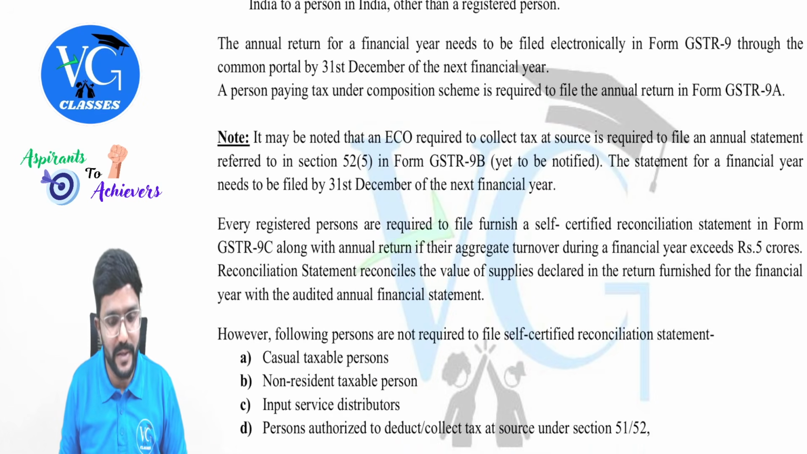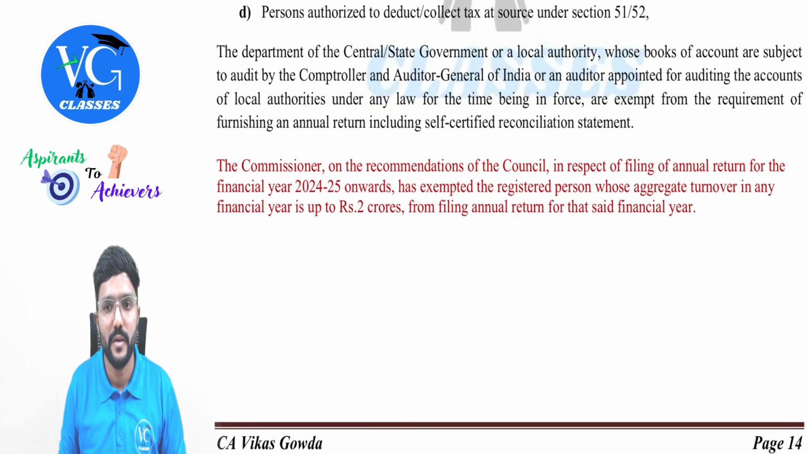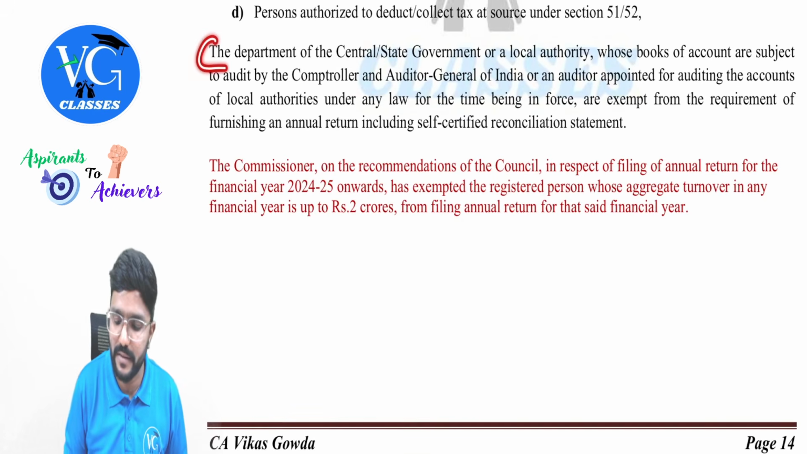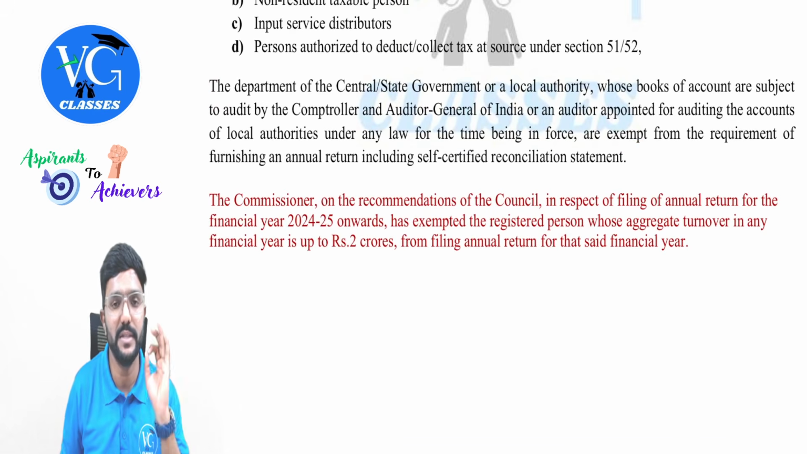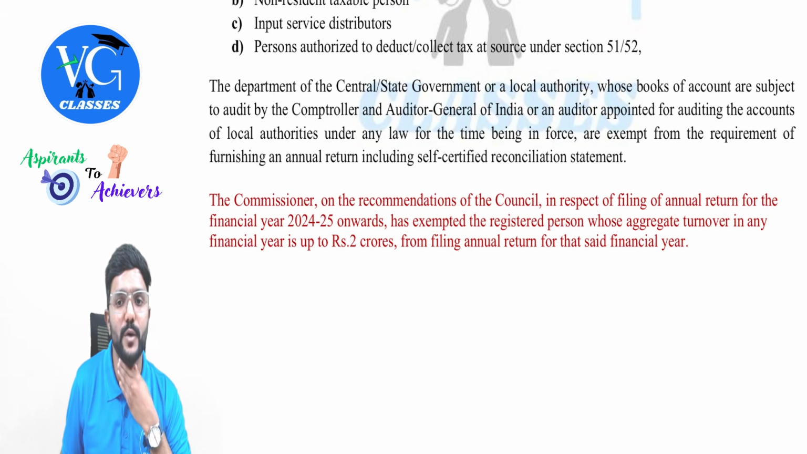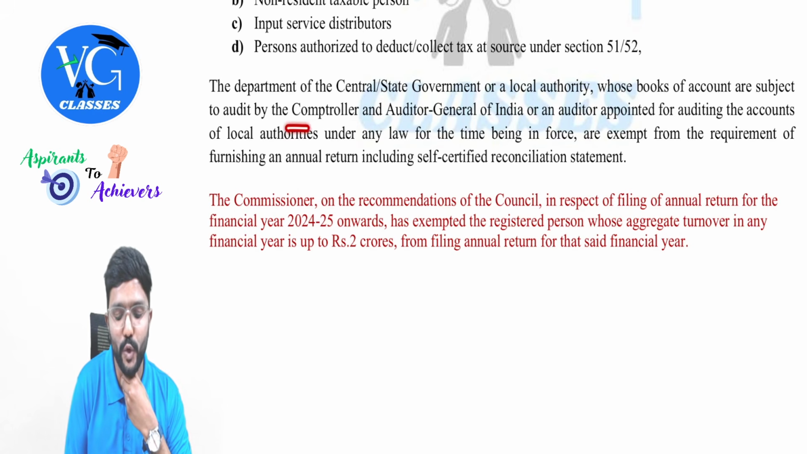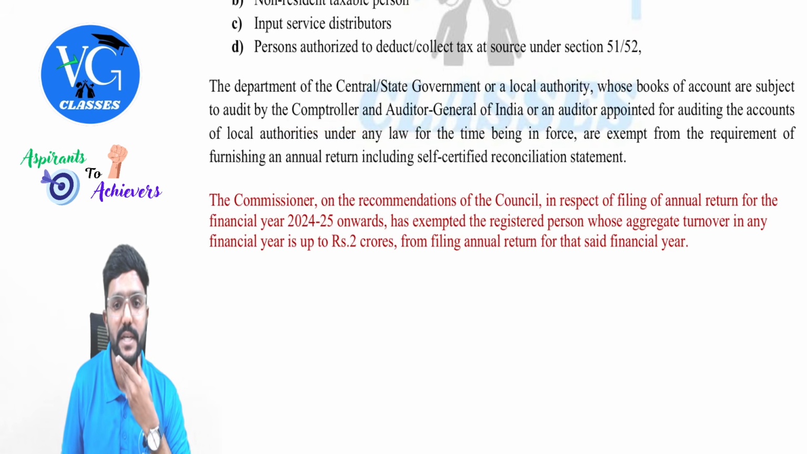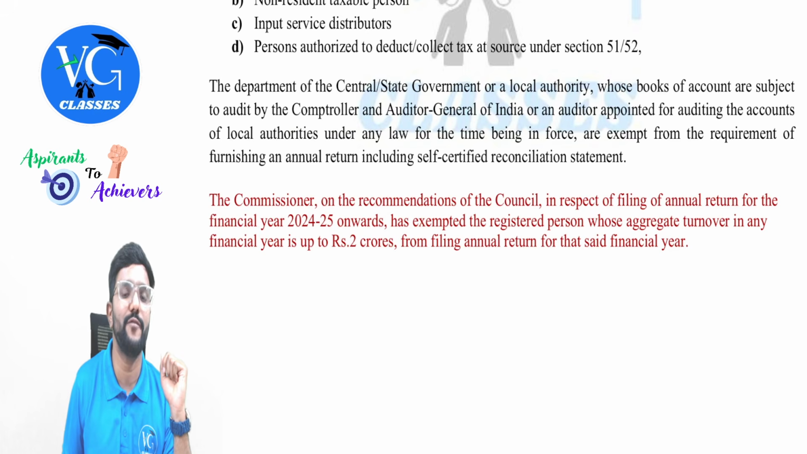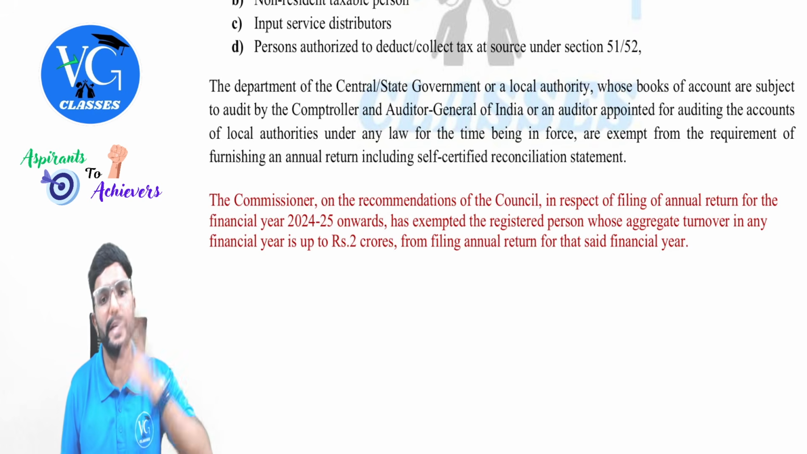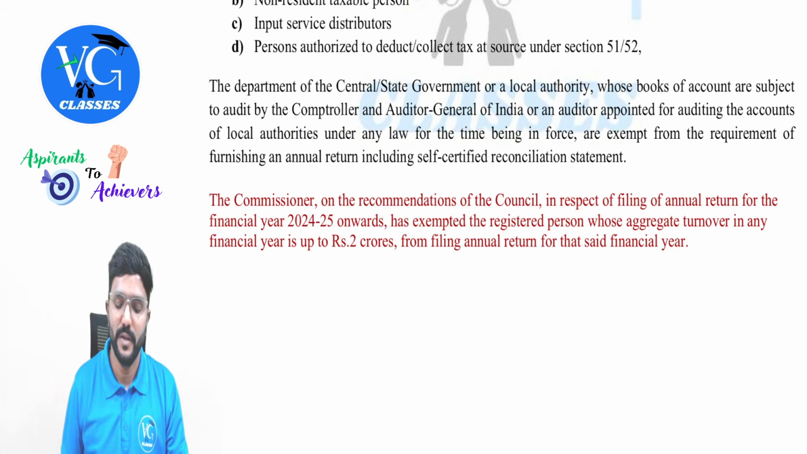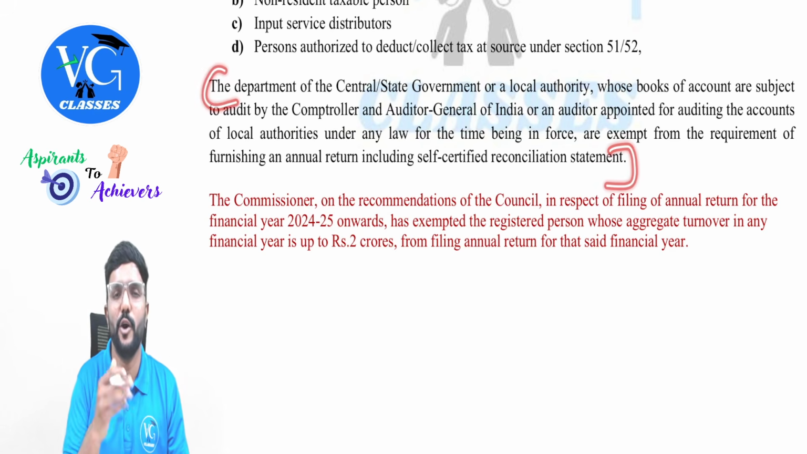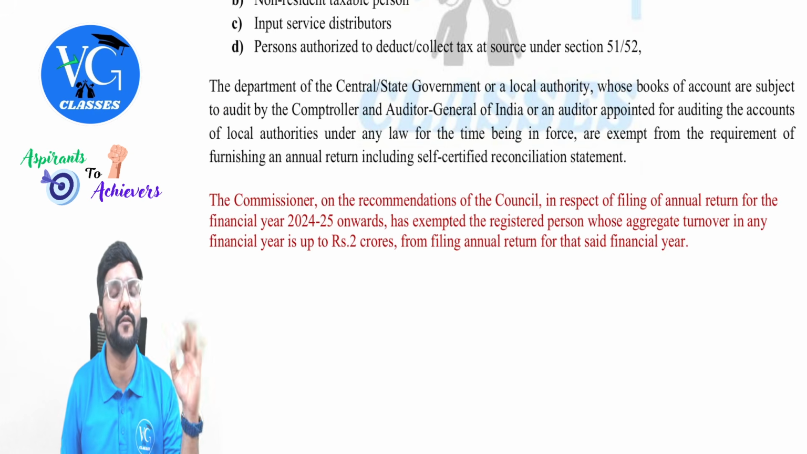Yes. And there was one exemption given for this annual return, which was already there. This is an existing provision. Let me just read it once. The department of central or state government or local authority whose books of accounts are subject to audit by the Comptroller and Auditor General of India, that is C&AG, or an auditor appointed for auditing the accounts of local authorities under any law for the time being in force, are exempt from the requirement of furnishing an annual return, including self-certified reconciliation statement. So this was an exemption given to a few government departments and local authorities, irrespective of their turnover.